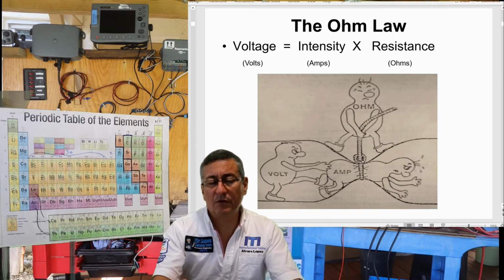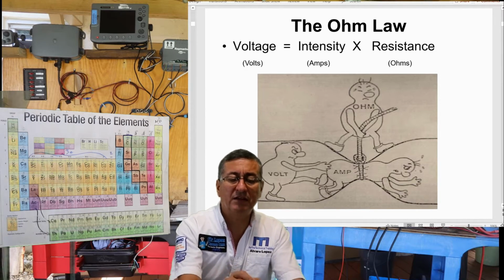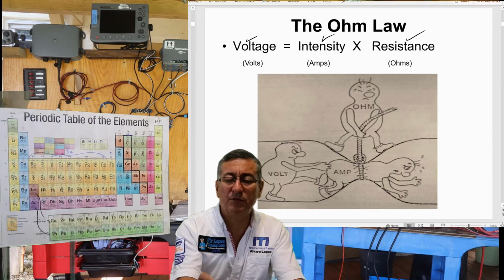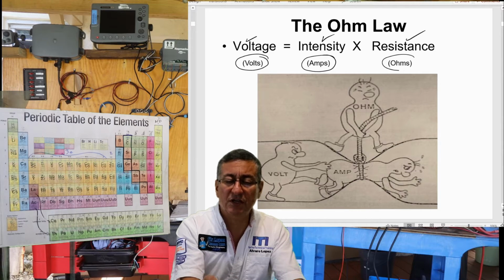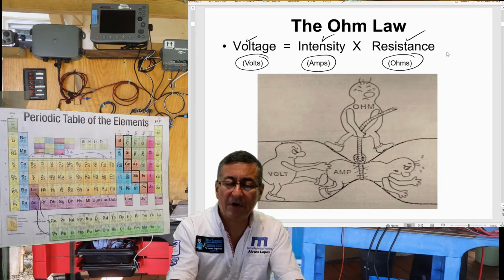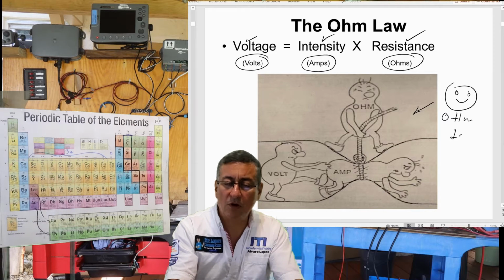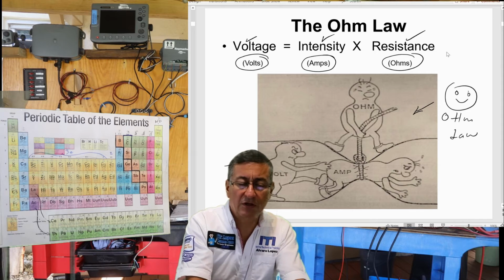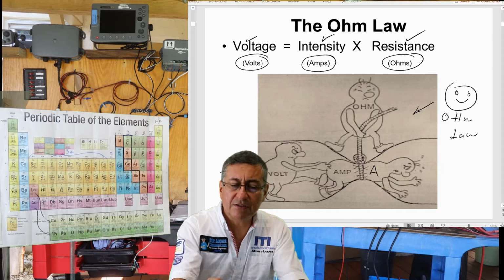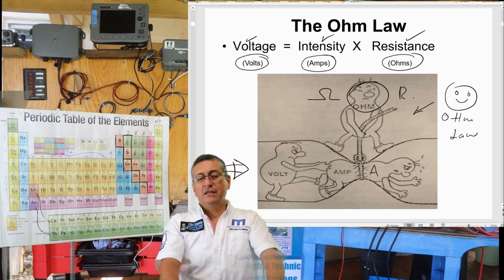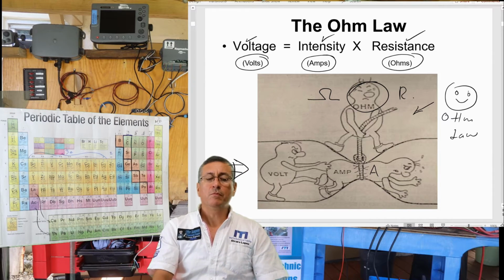Alright, and the formula of Mr. Ohm states that the voltage is equal to the intensity times the resistance. The unit for the voltage is volts, for intensity is amps, for resistance is ohms, and this picture is a perfect picture to understand the phenomenon of the Ohm law. This is the force. This is the flow, the amps, and this is the resistance. You see the face of this guy? The face of ohms, resistance. Alright, this is a perfect example for the Ohm law.